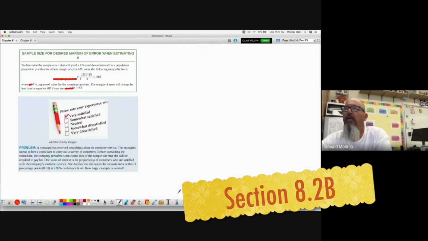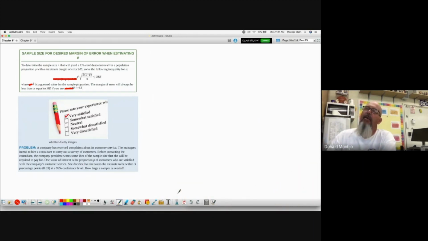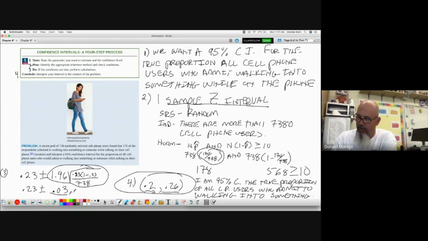Right, let's look at another example here. To determine the sample size n that will yield a certain confidence interval for the population proportion. So basically, if we want a desired margin of error, on this previous problem we had a margin of error of 3%. Well, what if your boss says, I want a margin of error of no more than 1%? Or on this problem, a margin of error of 10% is okay. So how large of a sample would we need to get that desired margin of error?